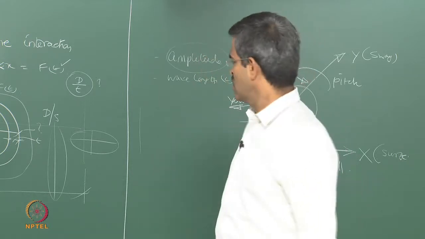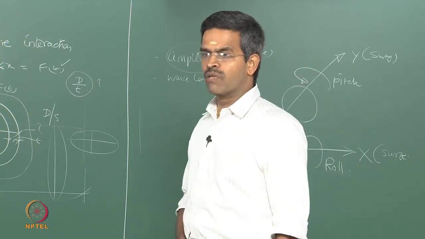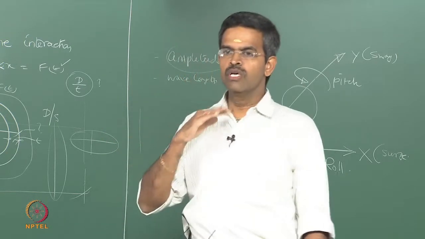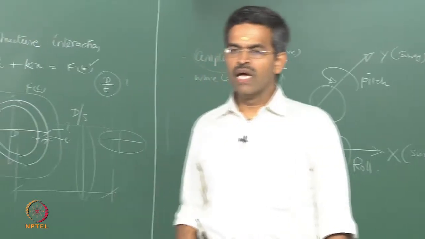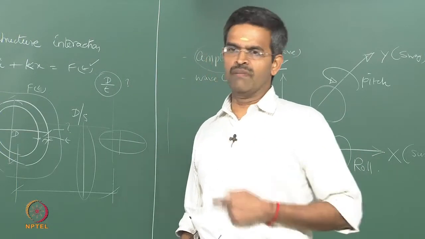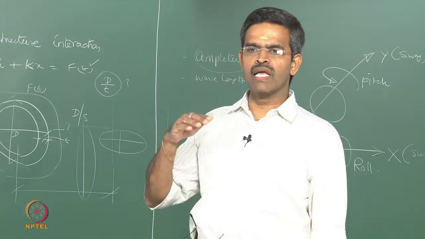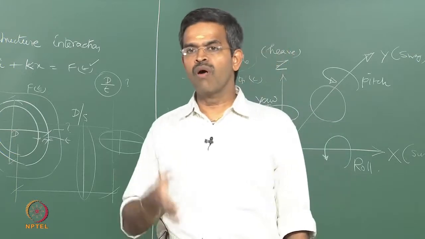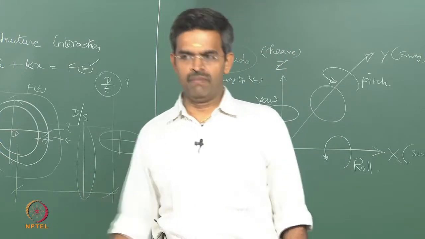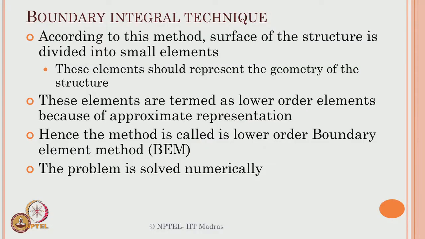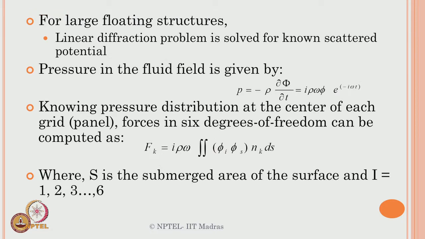So, people use this. What they do is they do not try to find the member force on the entire member; they divide the member surface into small finite elements and find the numerical value of the water particle velocity and the force on these elements, and then integrate it for the entire length of the member to find the total force on the member, and then resolve this force in the respective degrees of freedom to get the force on the member. What we call the boundary integral technique, or lower order element, or lower order boundary element technique.